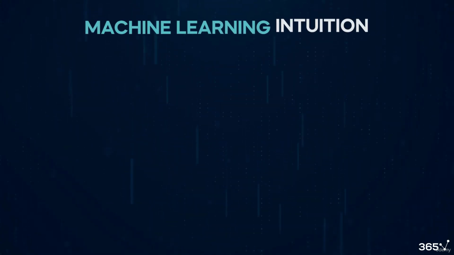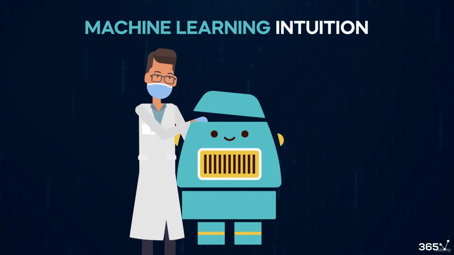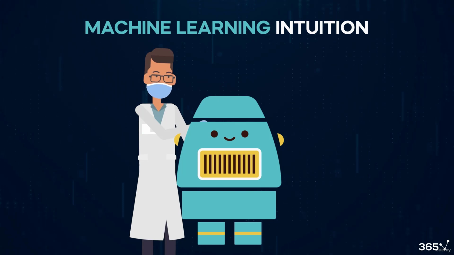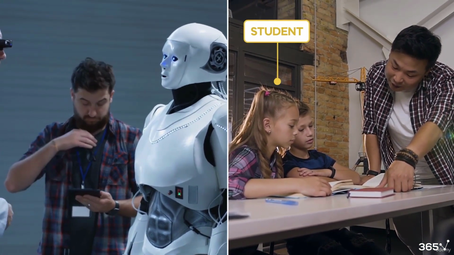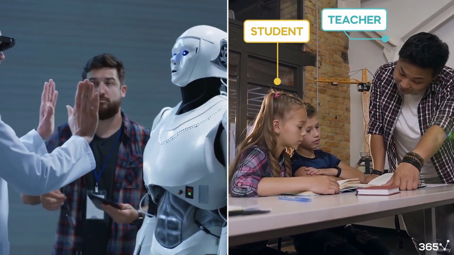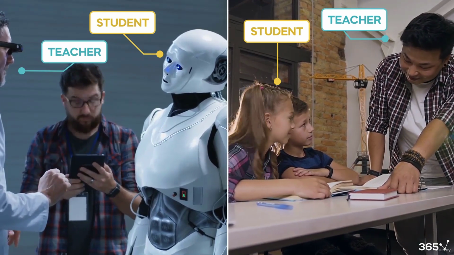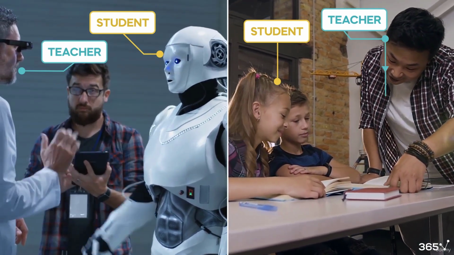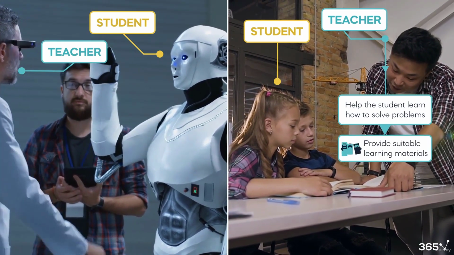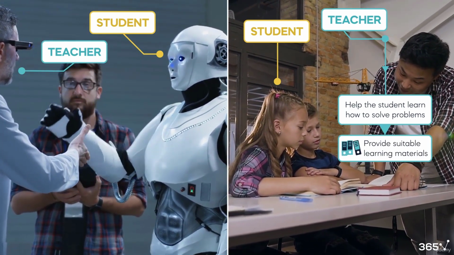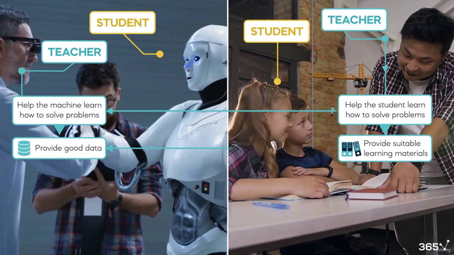The idea of ML is fascinating because it boils down to designing a system capable of learning and improving through a trial and error process. Consider building a machine learning model similar to a student taught by a teacher. In this case, the machine learning model is the student, and the data scientist is the teacher. The teacher's role is to help the student learn how to solve problems. To do this well, the teacher must provide the student with many suitable learning materials, which in the world of machine learning means providing a lot of good data.